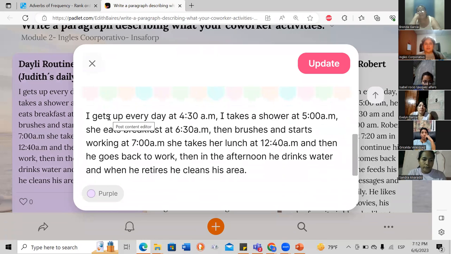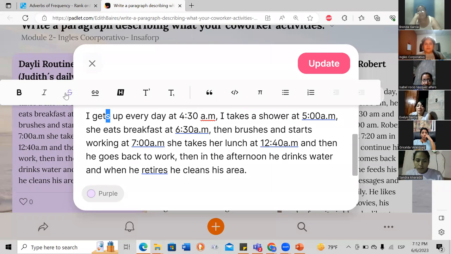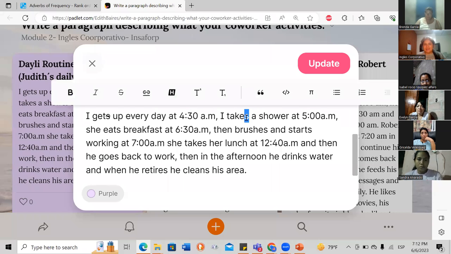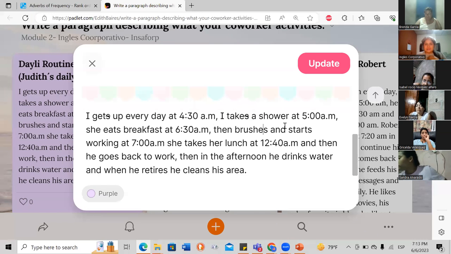No. Okay. So we're going to remove, or we're going to touch that. I get that every day at 4:30 a.m. I takes or do I take? She teacher. Oh, okay. If we are talking about she, yes. Pero si estamos hablando de I, no. Okay, no le agregamos ese, okay? I take a shower. No, I take a shower at 5 a.m.